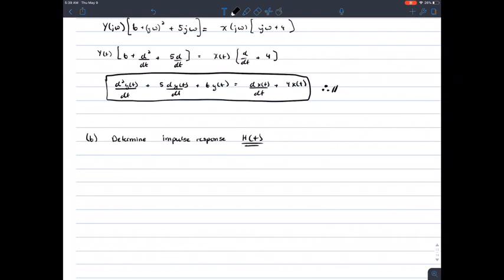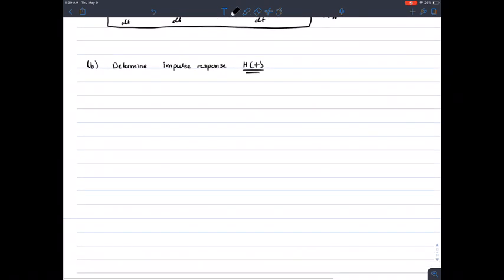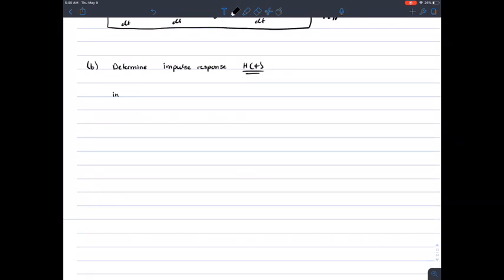That's what the impulse response is, okay? h of t is going to come from the inverse Fourier transform of H of j omega, which nicely was already given to us. H of j omega is equal to (j omega plus 4) over (j omega squared plus 5 j omega plus 6).